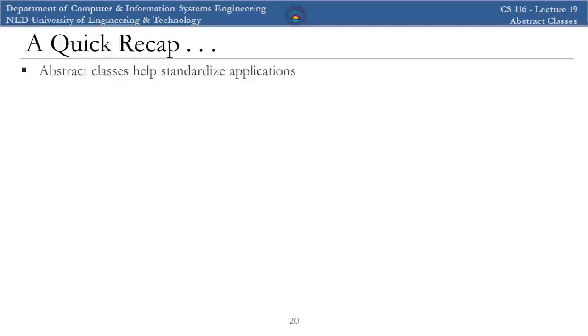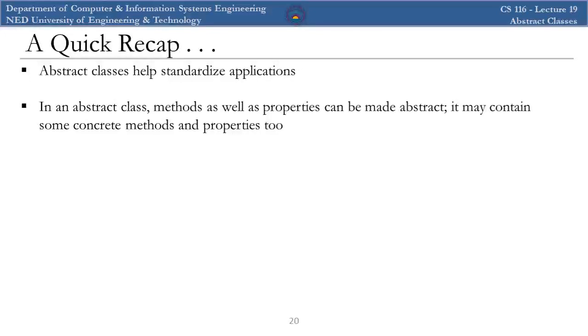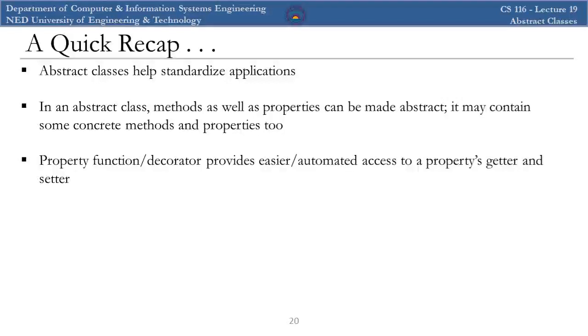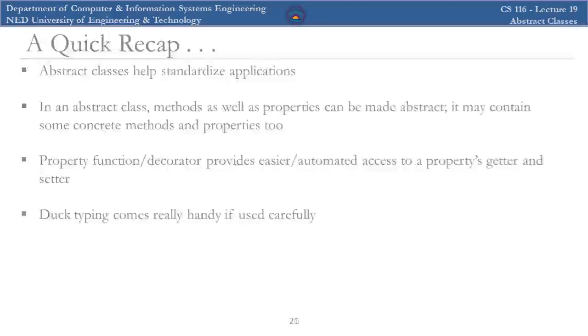Here's a quick recap. We discussed how to define abstract classes, and we also saw that we can make abstract methods as well as abstract properties. And then we saw how we can create properties via decorators. And lastly, we discussed the concept of duck typing.